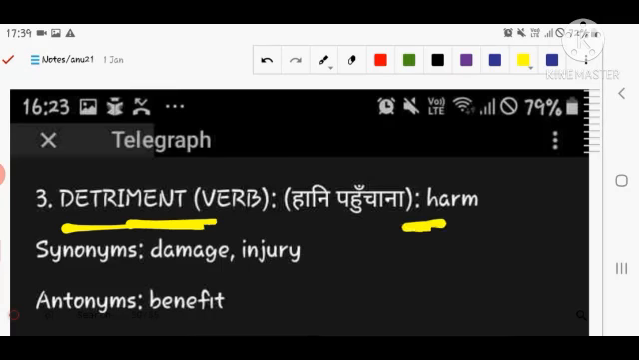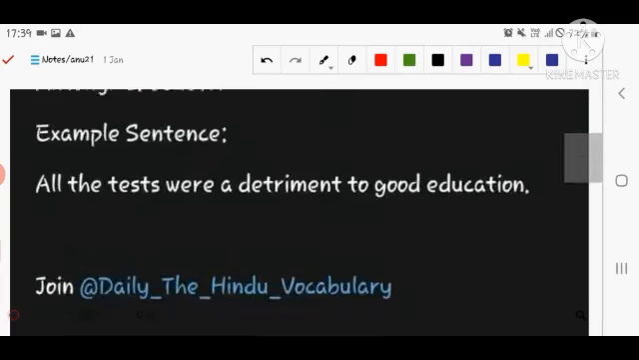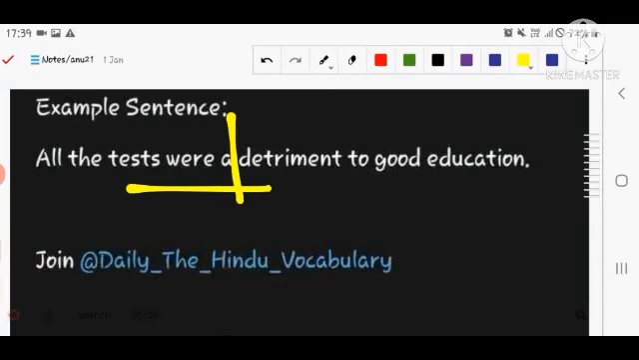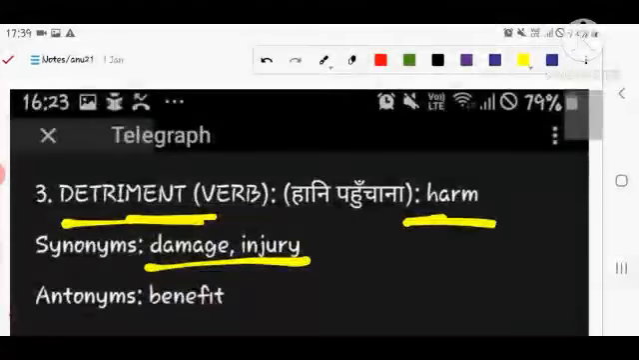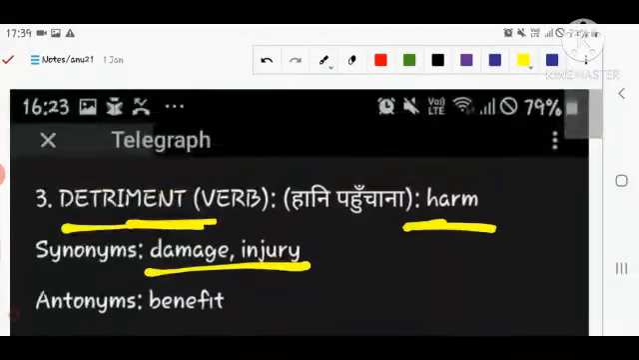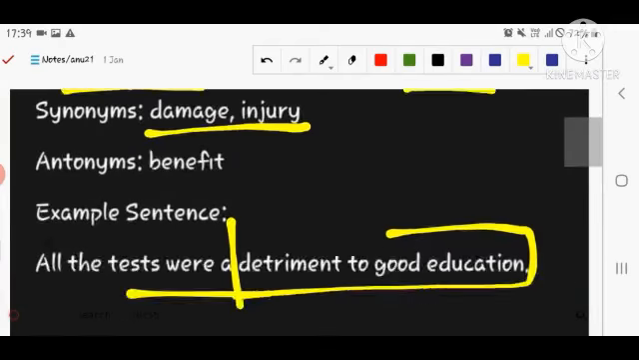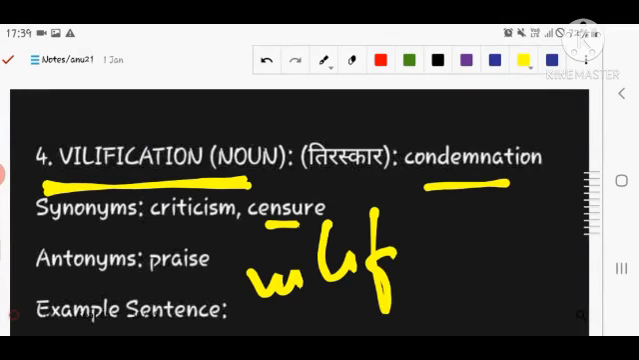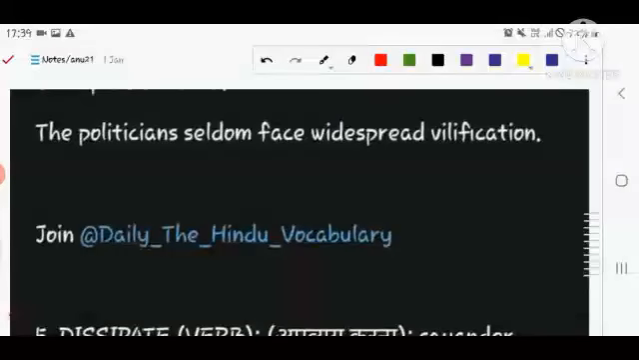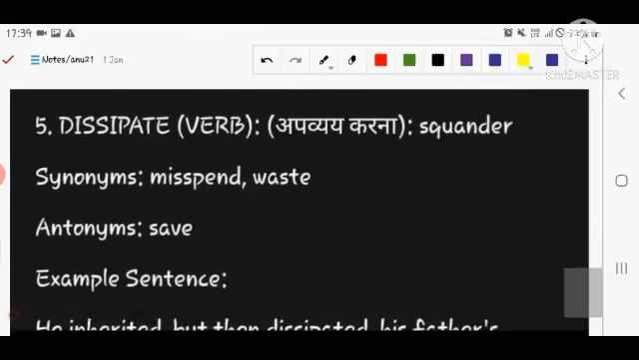Detriment is nothing but harm, damage or injury. All the tests were detrimental to good education. Then vilification. Vilification is condemnation or criticism. The politicians seldom face widespread vilification.